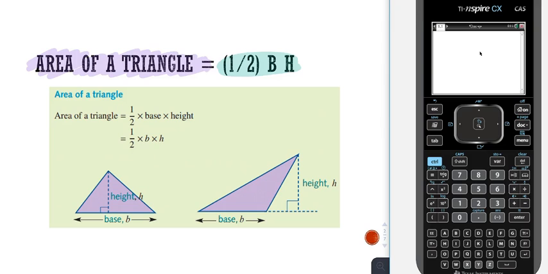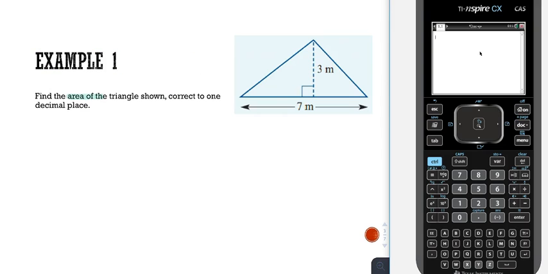The first method is an oldie: a half base times height. This is our original formula that is traditionally taught maybe in year 7. A half of your base times your height. It's basically creating a rectangle and then realizing that the triangle is going to be half of that rectangle, so halving your answer.